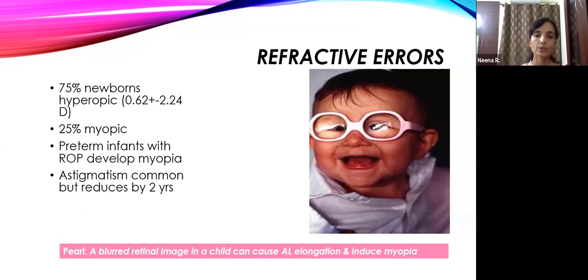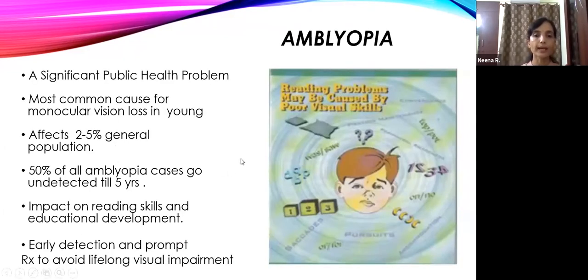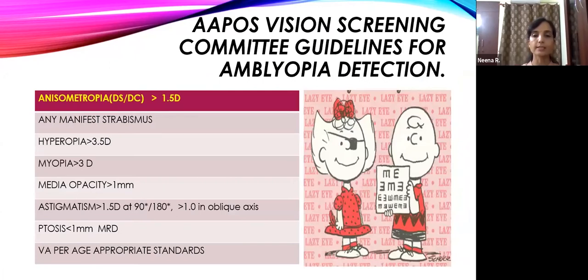So that brings us to the question about amblyopia and vision screening in children. In spite of all this awareness, 50% of amblyopic cases still go undetected till 5 years. And because of that, we have to follow these guidelines, which have been set down by the American Academy of Pediatric Ophthalmology and Strabismus, which says that any child who has any of these risk factors definitely needs a referral to the ophthalmologist.